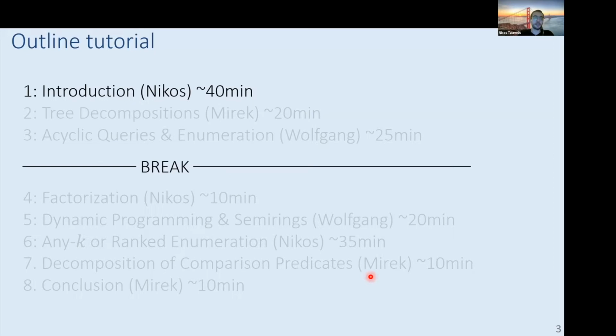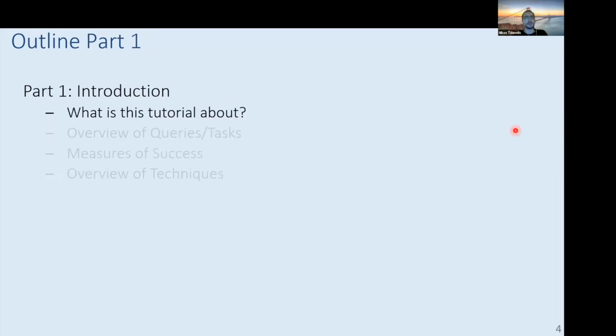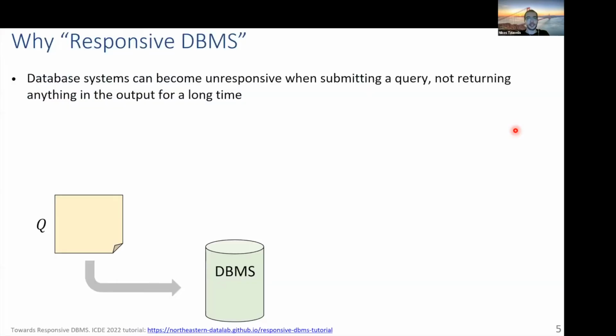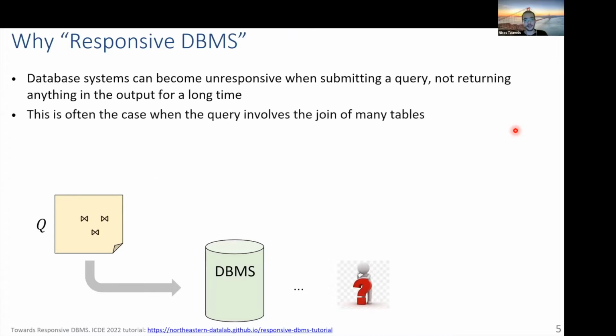So I will start with an introduction. First, what is this tutorial about? Why do we say responsive DBMS? Database systems can often become unresponsive when we submit a query, which means that they don't return anything in the output for a very long time. This is particularly true if the query contains many joins, since we know that the join is essentially one of the most expensive operators in a database system.